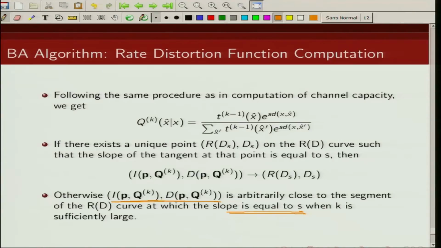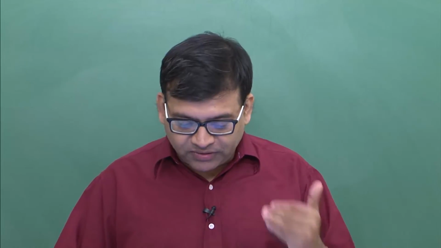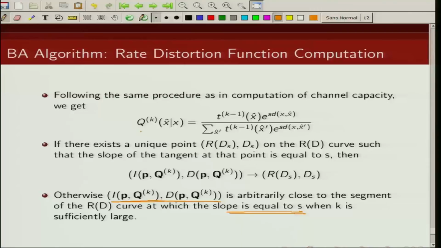So to summarize, we have given example 1 for the case of computation of channel capacity, and we have shown how we can iteratively compute it. Similarly for the rate distortion function, as we said, we initially start off with some strictly positive value of Q of 0, and then we use that to compute T of 0, and then we use T of 0 to compute Q of 1, and we proceed in an iterative fashion to compute the rate distortion function.